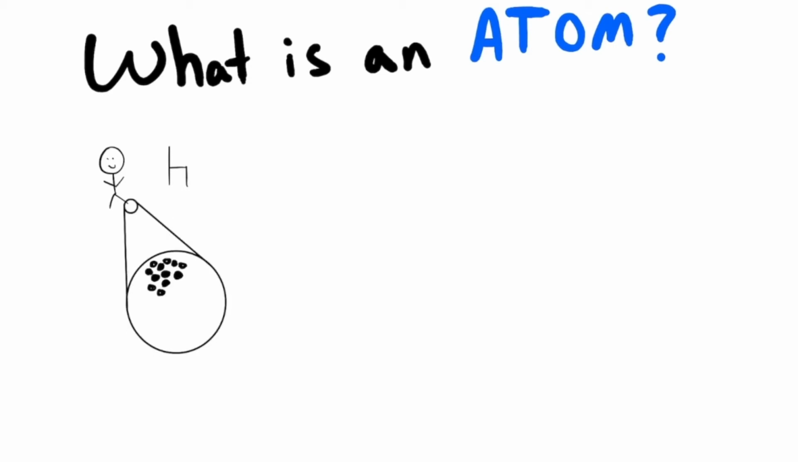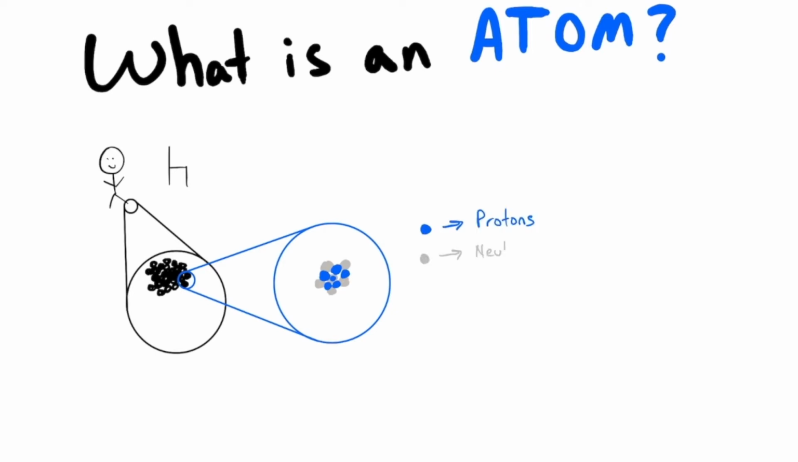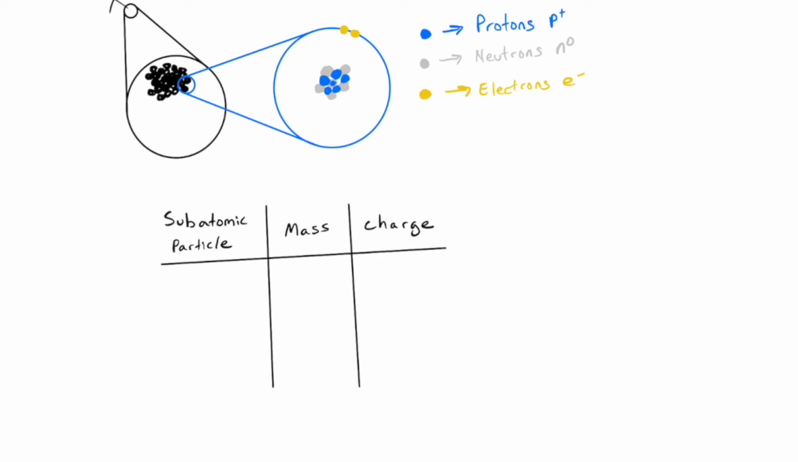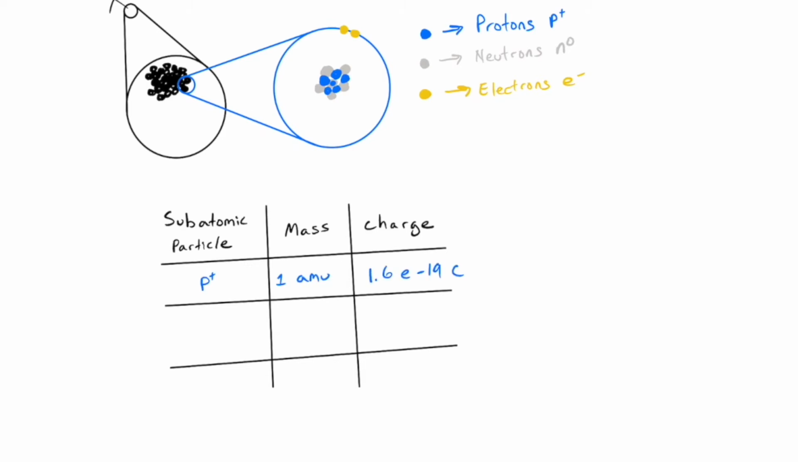Generally speaking, there are three subatomic particles that make up an atom: protons, neutrons, and electrons, which can be abbreviated as E-, N, and P+, with the superscript portion referring to their electrical charge. Breaking them down into their mass and charge, we can see that a proton has a mass of 1 atomic mass unit with a charge of 1.6 times 10 to the negative 19th coulombs.